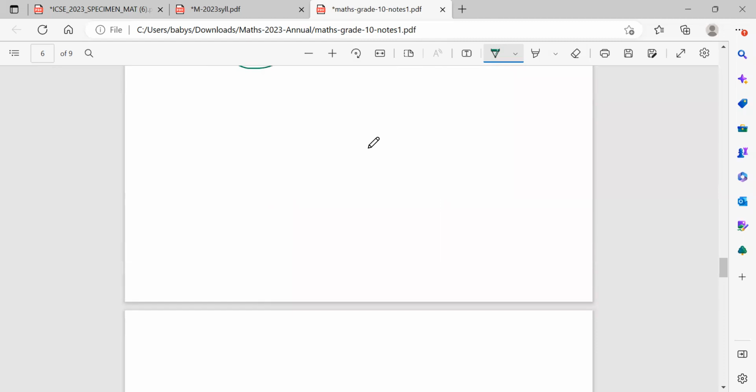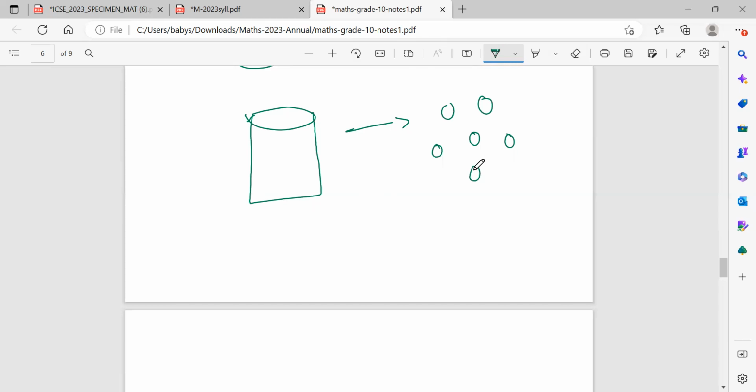Now, you can also have a sphere, or a cylinder, being converted into n smaller cones or n smaller spheres. So there are different ways of rewording. Volume is conserved, not surface area.